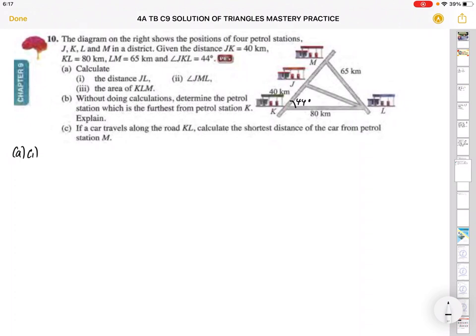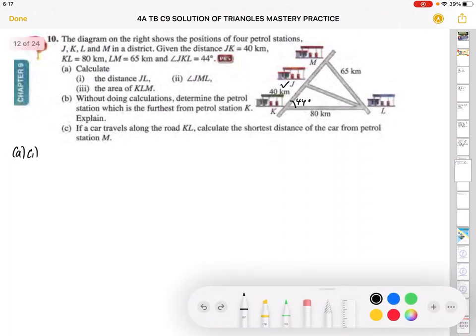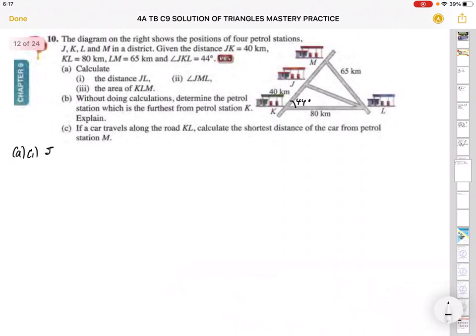I can use the cosine rule. I know this, this, and this, so I use the cosine rule. JL squared will be 40 squared plus 80 squared minus 2 times 40 times 80 cos the angle between, 44. So JL will be 58.277 in kilometers.